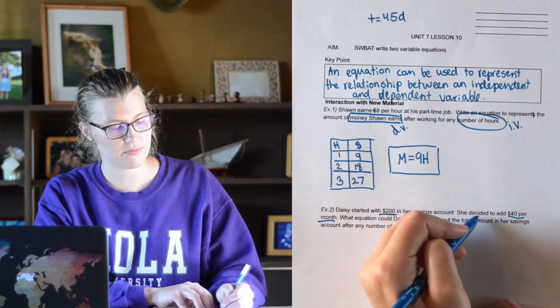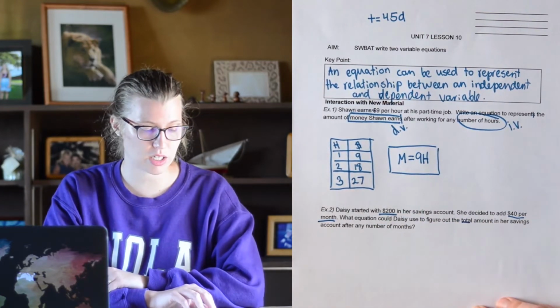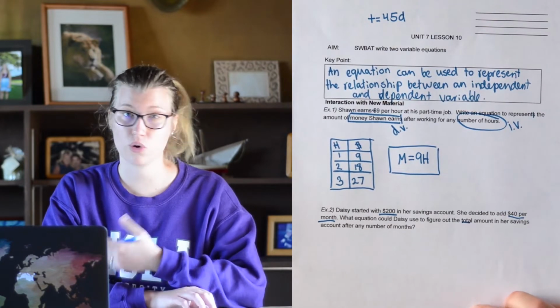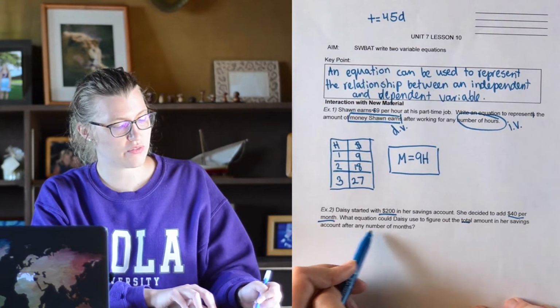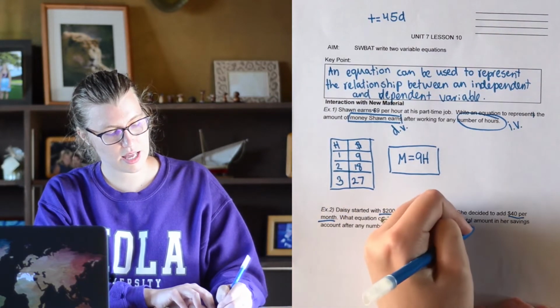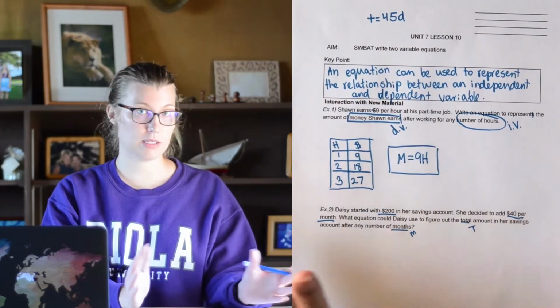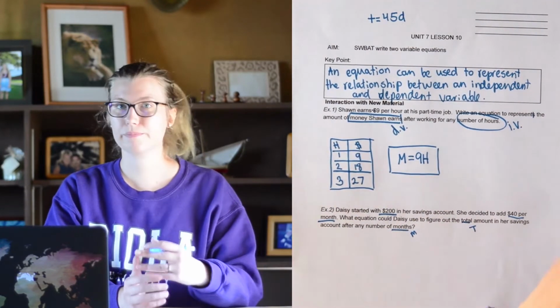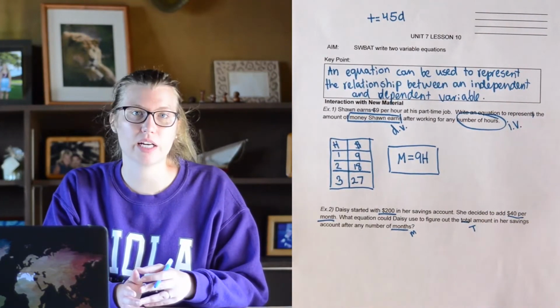Oh my goodness, that's a variable right there. I don't know what type of variable, but it is definitely a variable. Total amount in her savings account, so her total money, after any number of months. Oh, there's another variable, months. So I definitely have months and total money. Okay, my 2 different variables, month and total money. Let's talk about it. Independent variable versus a dependent variable.